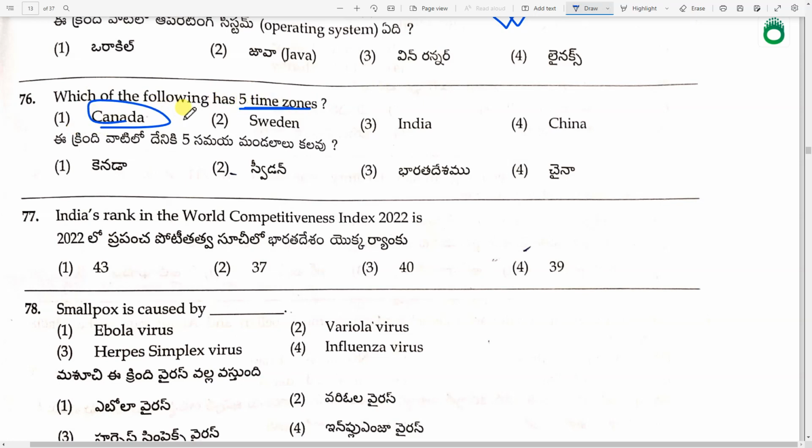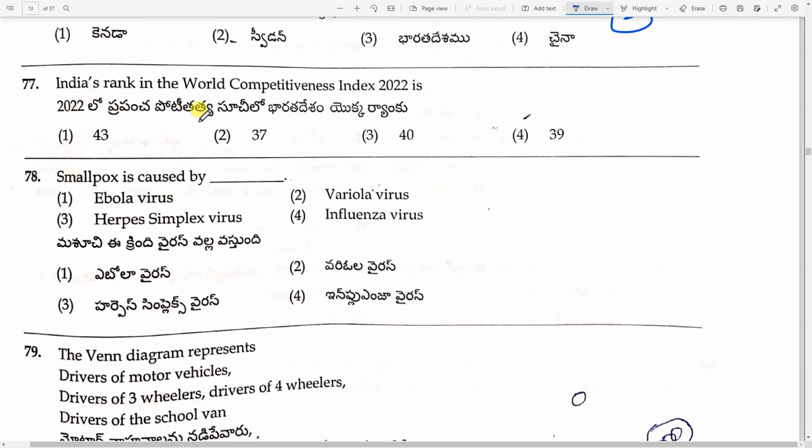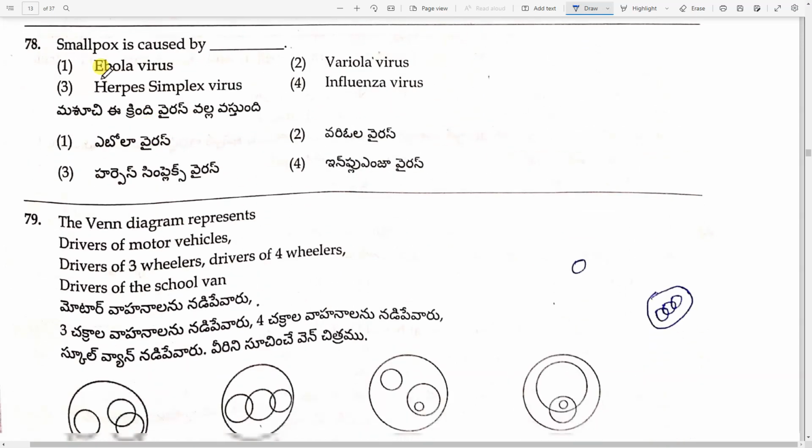So in Canada there are 6 time zones primarily, but in Sweden, India, and China there is only 1 time zone. So Canada even has 6 time zones, not 5 time zones. Either this question will be cancelled or Canada will be the correct answer. India's rank in the World Competitiveness Index 2022 is 37.